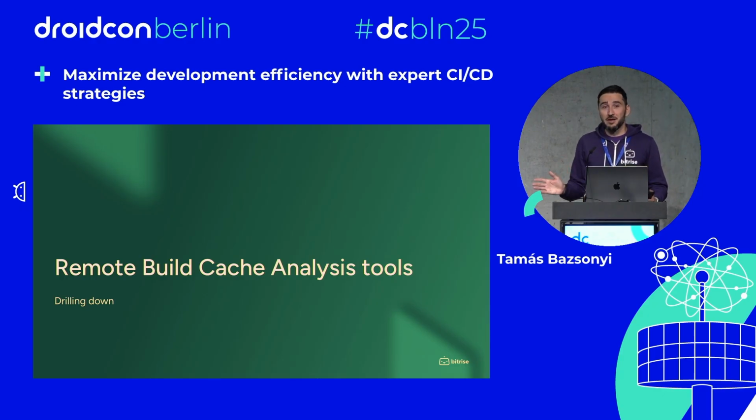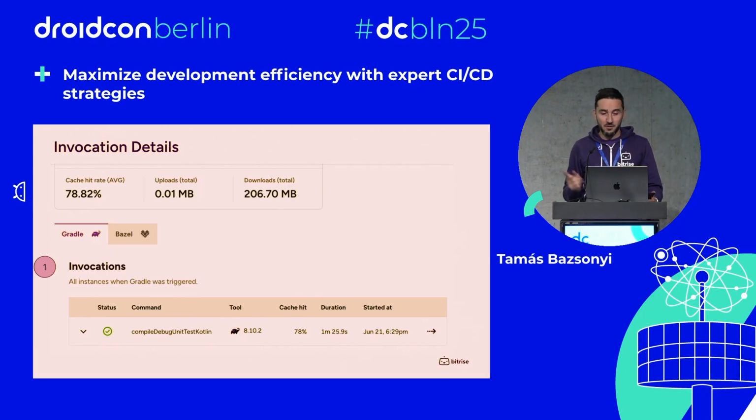It's awesome that we have the build cache set up, but usually, if you are iterating on a project, you don't just want to configure something once and leave it like that. You want to figure out how you can improve the whole setup. For this, you would be able to use different analysis tools as well. One of them is getting the invocation details. So trying to figure out what the cache hit rate is for the specific executions, which are the commands that we're running, and what was the duration of that execution.